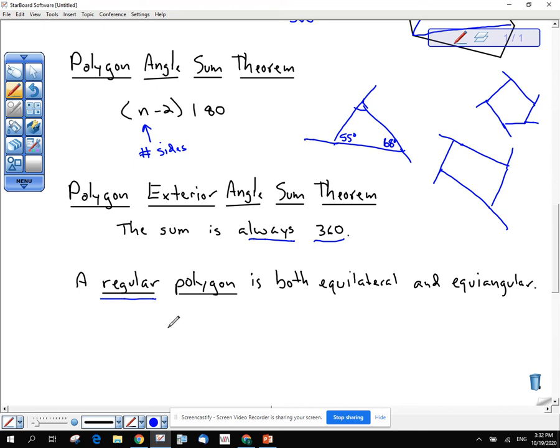We don't say regular triangle because we have a word for that, and it's called equilateral, which happens to also be equiangular. But once you get above 3 sides, to 4 sides, 5 sides, 6 sides, we're going to call it regular. Now, a regular quadrilateral also has a name, right? We call that a square. But then there's regular pentagon, regular hexagon, regular octagon, etc.